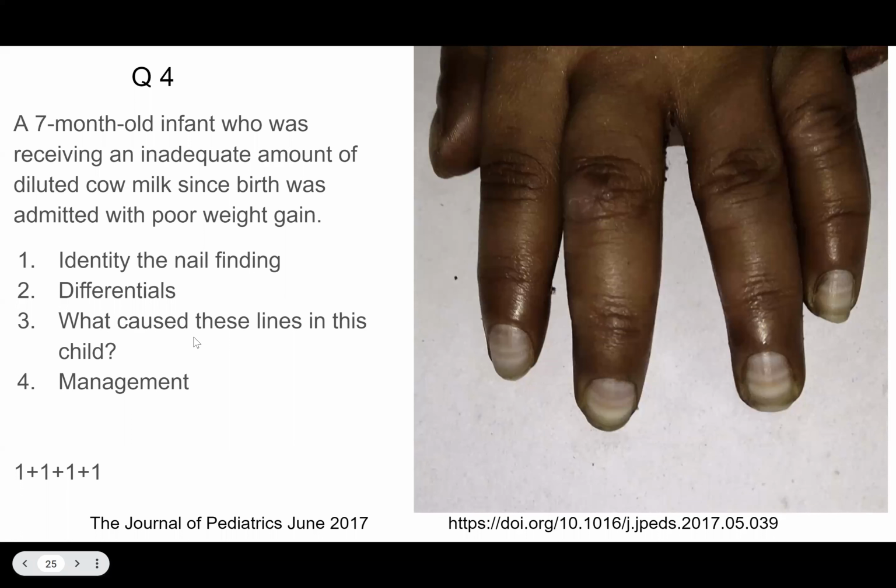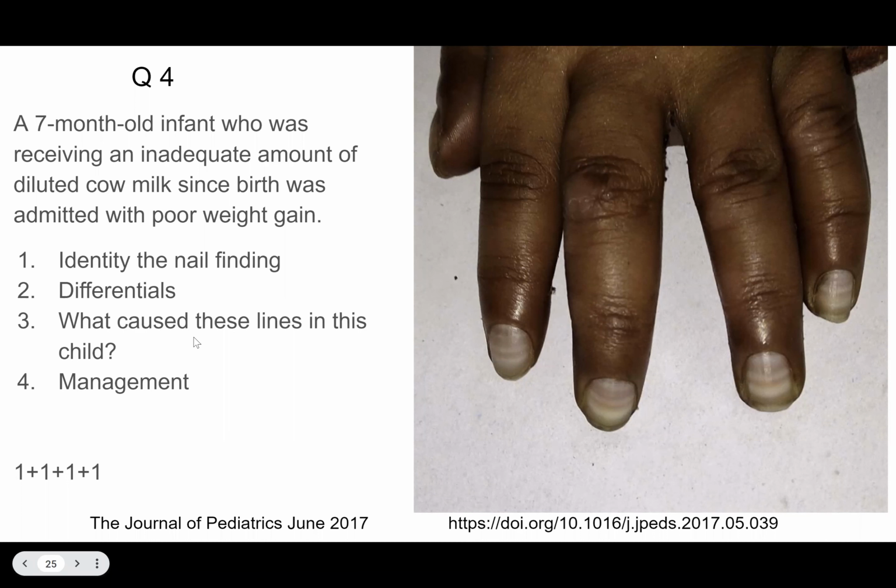Now, the next question was about the 7-month-old infant who had been receiving inadequate amounts of diluted cow's milk since birth. Now this child has come with failure to thrive and these nail findings. So what are the findings? What is this? Nail lines. Half moon nails. Knee's lines.